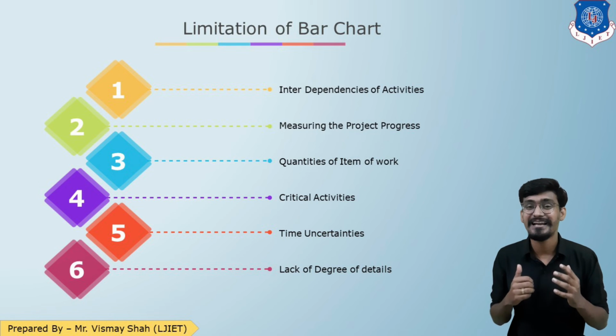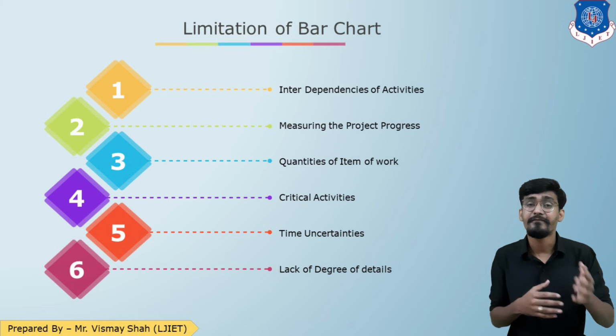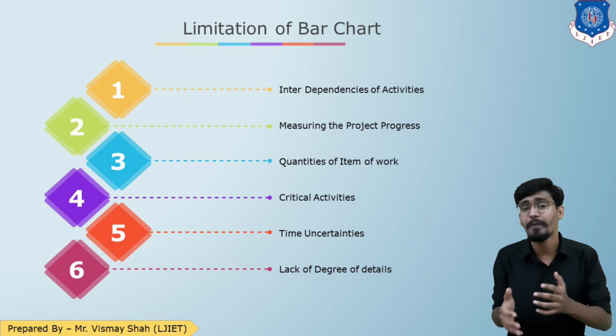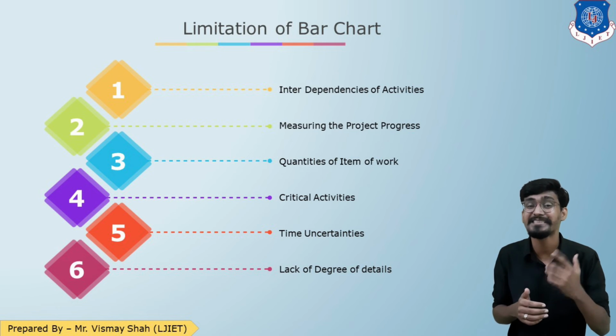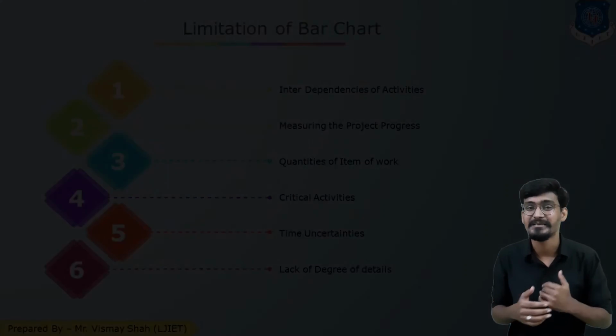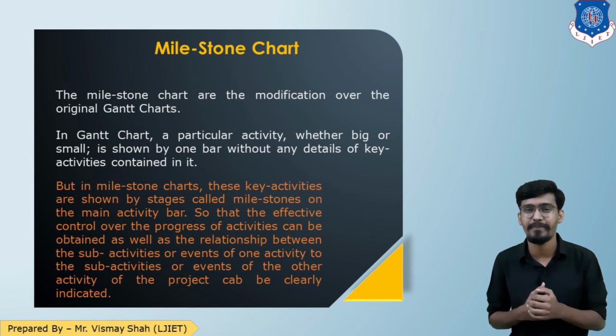So these are the 6 limitations. Because of these 6 limitations, bar charts are generally not popularly used. Due to these limitations, a developed chart known as the milestone chart was created. So our next topic is the milestone chart. Let us see. The milestone charts are a modification over the Gantt bar chart.